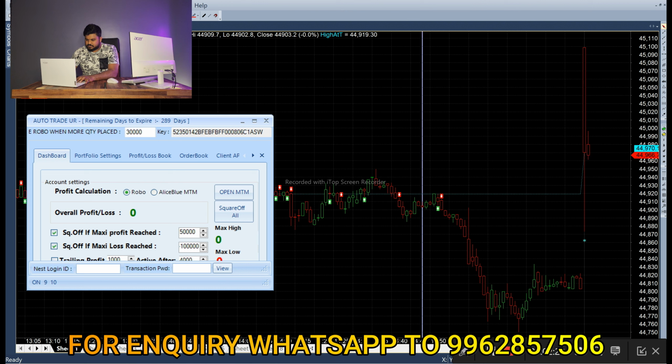So the market has started. This robo is working based on scalping. If you get the buy entry in futures, the call option goes for buy. If you get the sell entry in futures, the put option goes for buy. And most trades can finish before 30 minutes. Let's see how long it takes today.